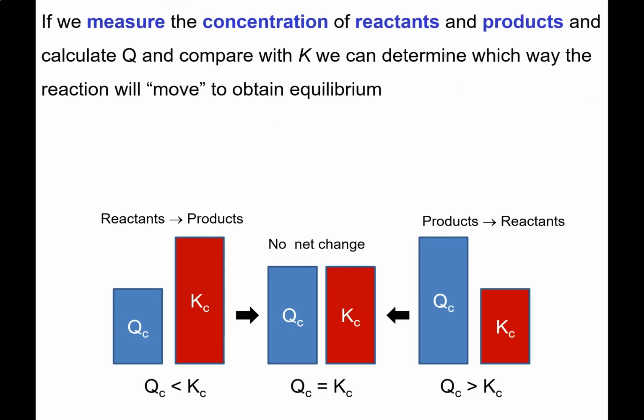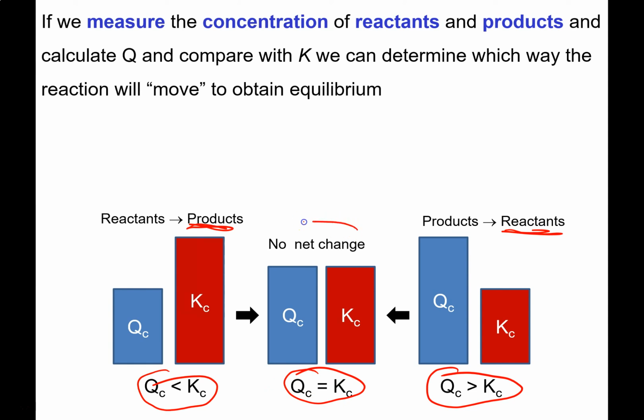So this is kind of illustrated here. If we determine Q and find that it is less than the known K, then the reaction will spontaneously move towards products. If we determine Q and find that it is greater than K, then the reaction will spontaneously move towards reactants. If we measure Q and find that it is equal to K, then nothing is going to happen.